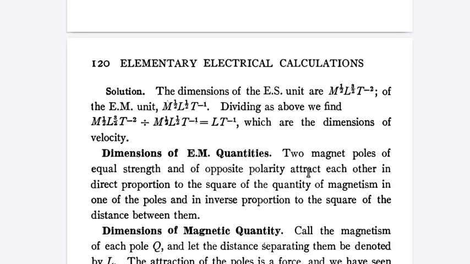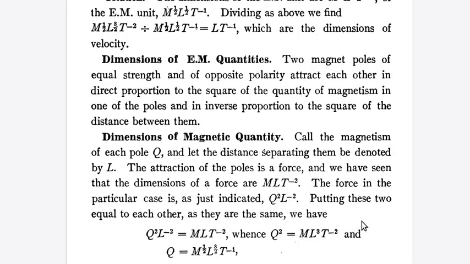Dimensions of electromagnetic quantities. Two magnetic poles of equal strength and opposite polarity attract each other. This attraction is directly proportional to the square of the quantity of magnetism in one of the poles, and inversely proportional to the square of the distance between them.